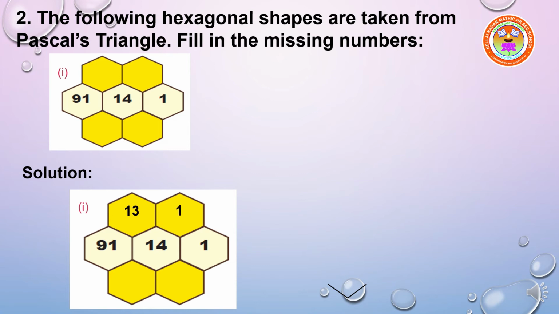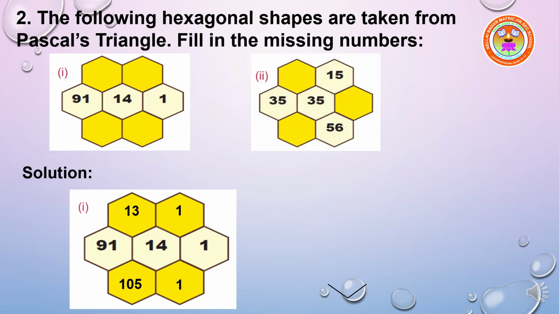Now here, 91 and 14. So what should I do? 91 plus 14. If I add both, what is the answer I get? 105. And I said that below also it is 1. So we have filled the missing numbers. Next sum. You have to find 3 missing numbers.